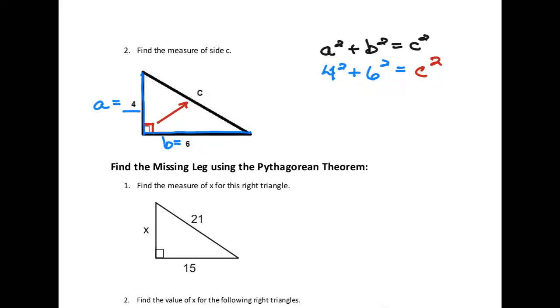So 4 squared is 16 and 6 squared is 36. That together is going to be 52. Again, you can do that on your calculator. 4 squared plus 6 squared equals C squared. But if you look, we are trying to find the value of C. So we need to take the square root of 52.